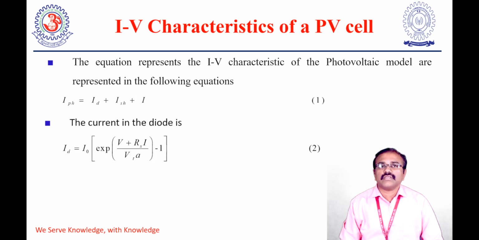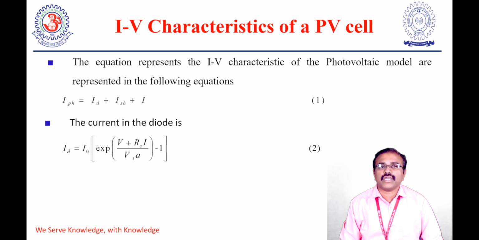So this is the equation of the IV characteristics of a PV cell. The IV characteristics of a PV model are represented by the following equations. As seen before in the circuit diagram, according to Kirchhoff's current law we can apply the equations. The photo current is equal to the diode current plus the shunt current plus the normal current. So what is the expression for the diode current?